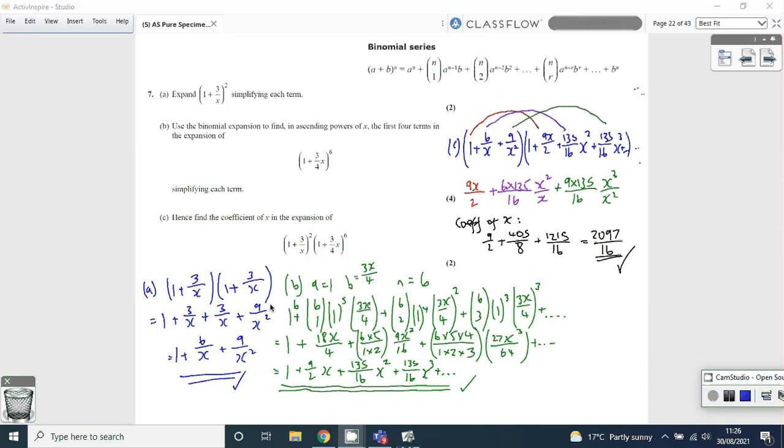Now for part C, find the coefficient of x. So you've got to consider where do your x's crop up when the first component is multiplied by the second component. Now the first component is our answer from part A, and our second component is our answer from part B. So I've just popped those two next to each other here.